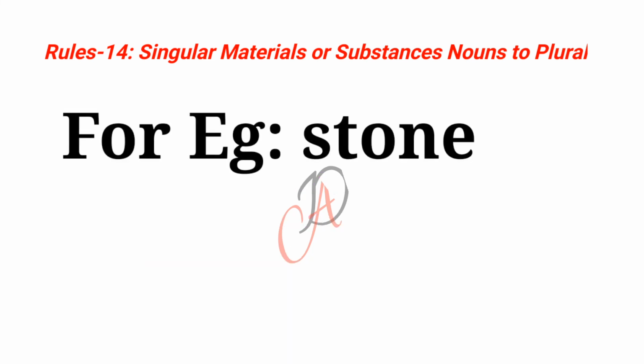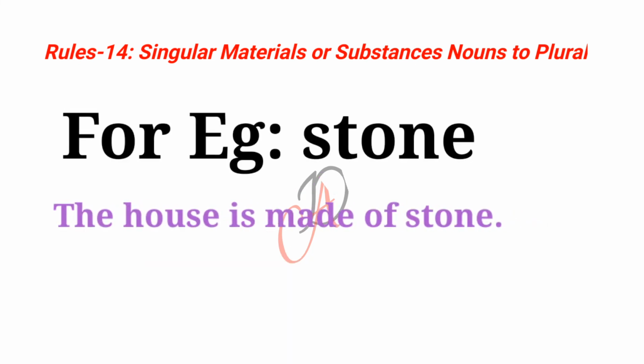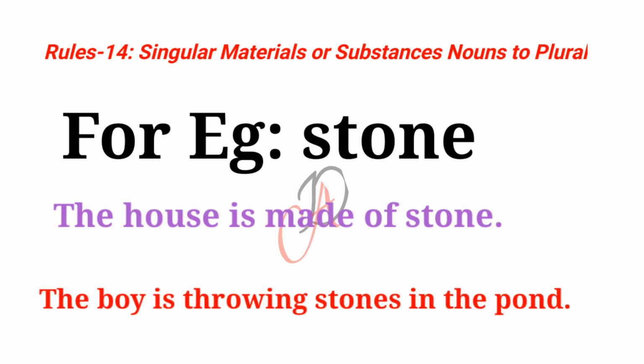This house is made of stone. In this sentence, the word stone has been used as a name of a building material, so it is uncountable. But we can say the boy is throwing stones in the pond. Here, the word stones means pieces of stone.